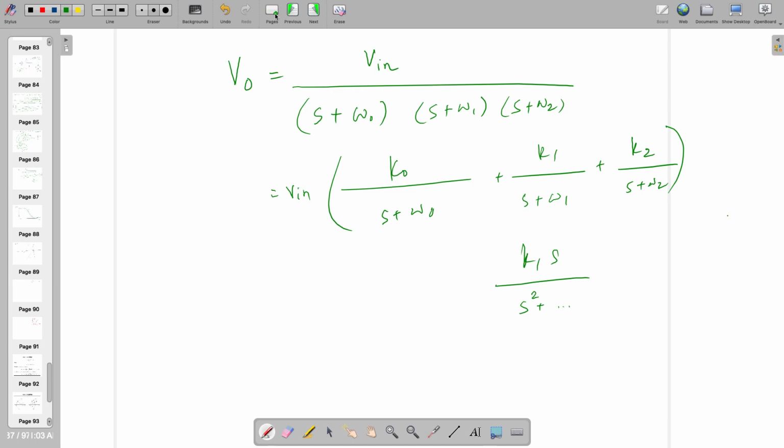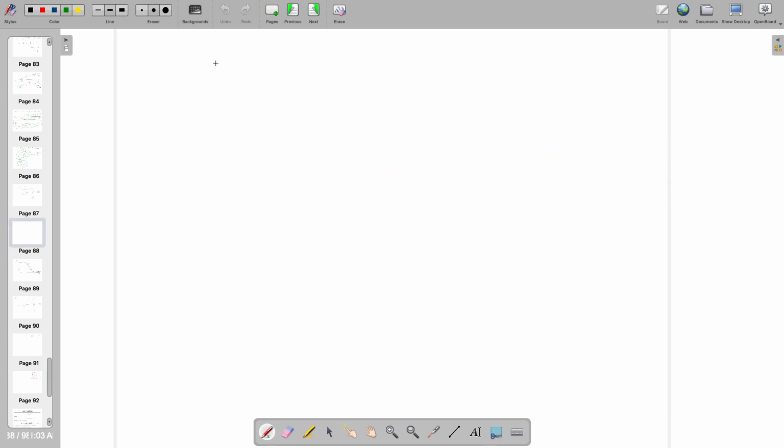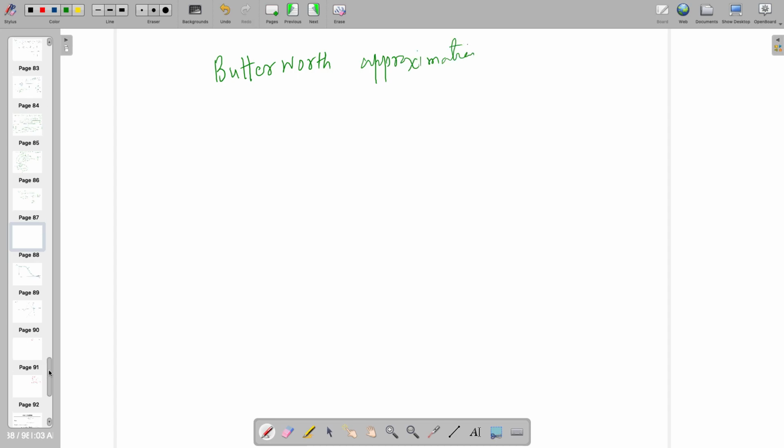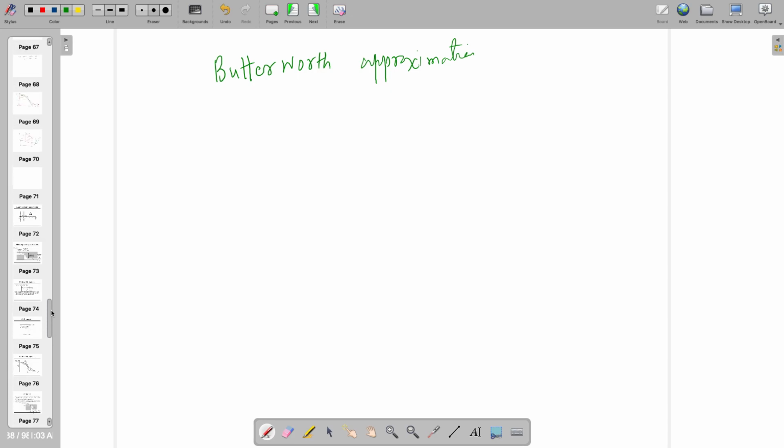So we were talking about Butterworth approximation. But before that, I forgot to tell you this thing last time. But this is the right time because this was the question raised by Pius.